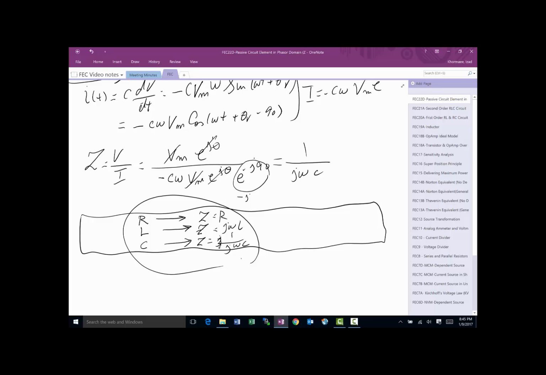In future videos, we're going to use the knowledge we've gained here to take a circuit from the time domain to the phasor domain, do the analysis on it, and get whatever current or voltage we are looking for. That brings us to the end of this particular video.